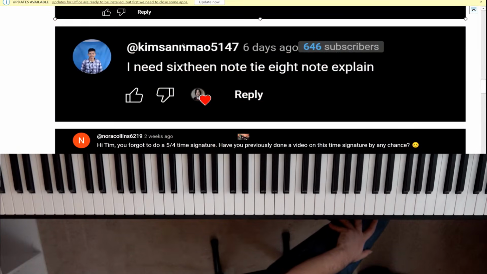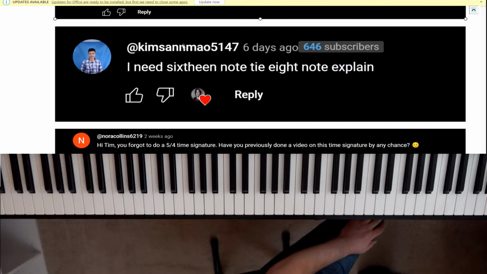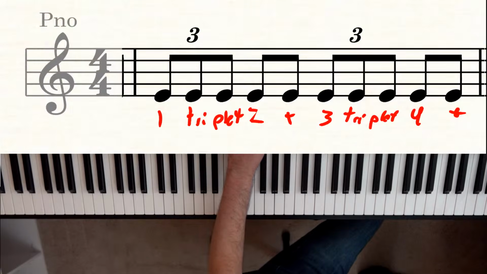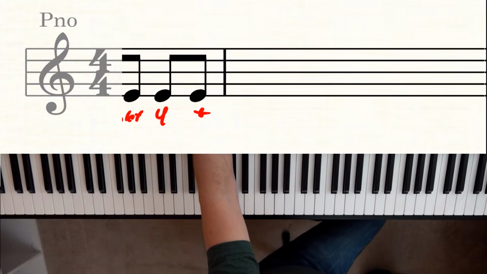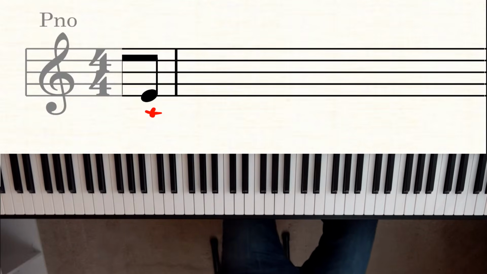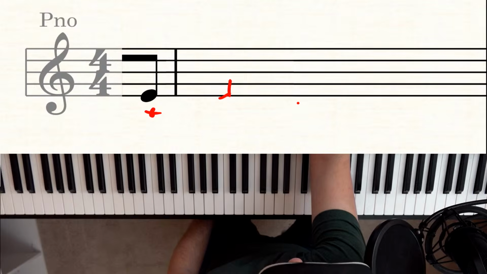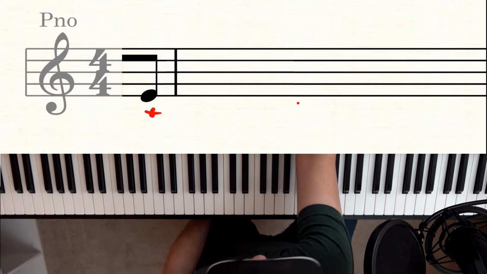I need 16th note tie, 8th note explain. Okay, I think what you're asking is a 16th note tied to an 8th note. So let me show you how this will work if I do understand your question correctly. So say you have a 16th note.